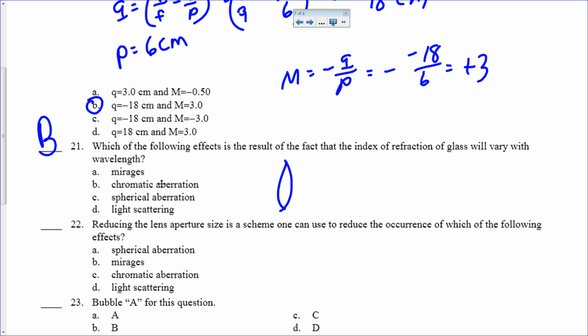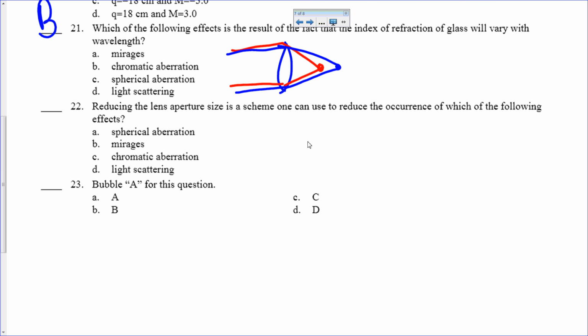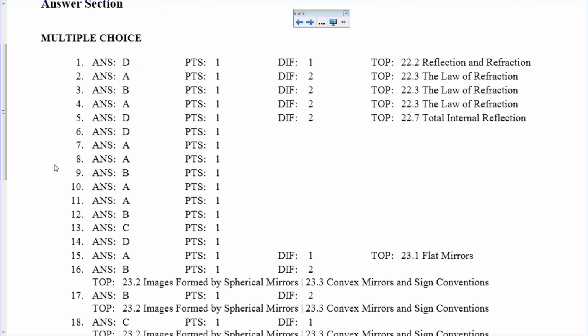Remember, I have light rays that come in. And because the index of refraction varies with wavelength, these different light rays focus at different points. Reducing the lens aperture size is a scheme one can use to reduce the occurrence of spherical aberration. Light rays coming in on the outside focus at a particular point. Coming in on the inside, they focus at a different point. So if you mask out this region of the lens, it gets rid of this part of the image. There's all the answers.